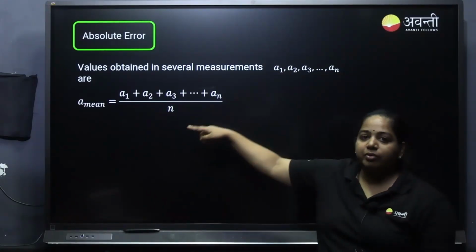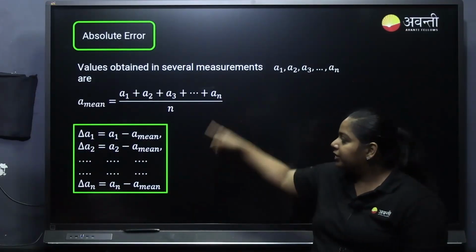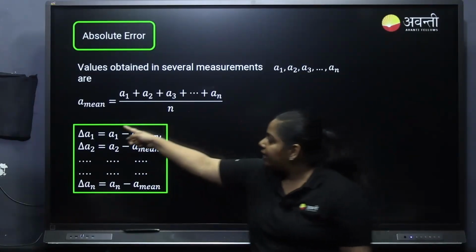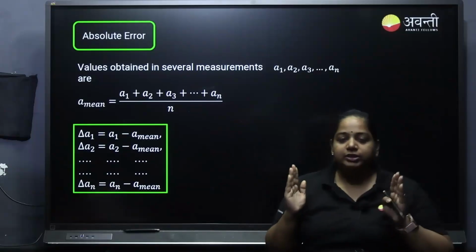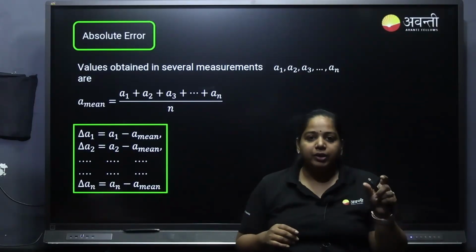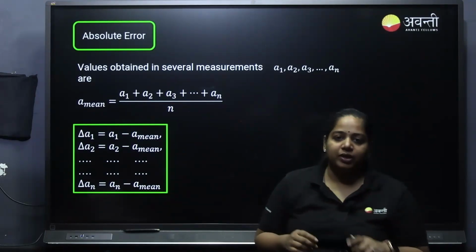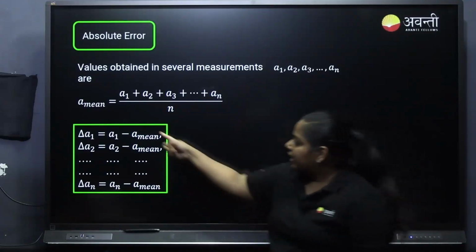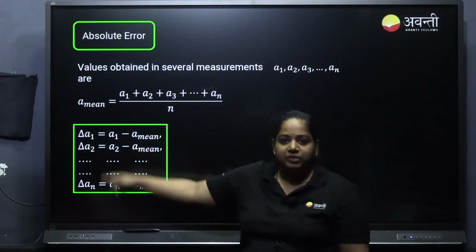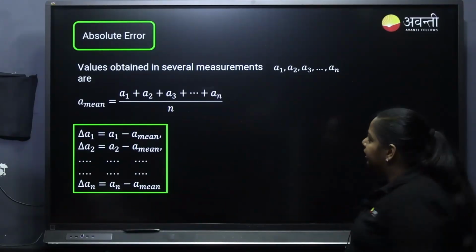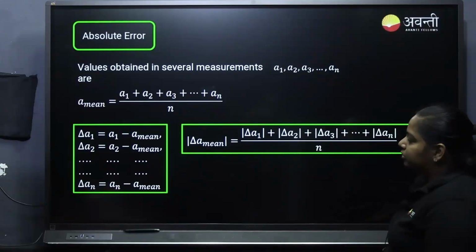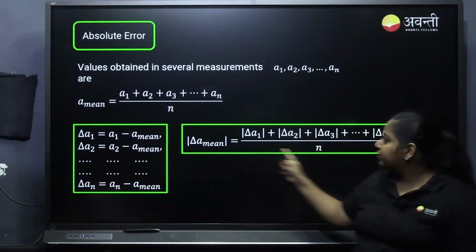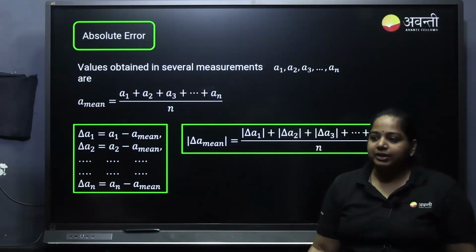The difference of each reading from the true value is called the absolute error of that reading. So delta A1 means A1 minus A mean, and we are only taking the magnitude. If it is 14.9, we will not write minus 0.1. The difference is 0.1. We take the magnitude only. And the mean of these values is called the absolute error. So our individual measurements have a difference from the true value, and the average of that difference is called the absolute error. Is that clear?